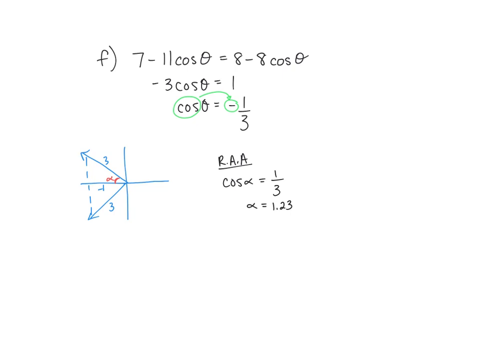So now to find out my actual values of theta, I am going to have a pi rotation, but I'm going to subtract that value of alpha, and then I'm going to have a pi rotation and I will add that value. So again, pi minus and pi plus. So again, please be mindful of what you are actually calculating there.